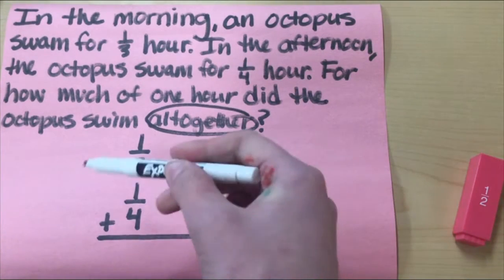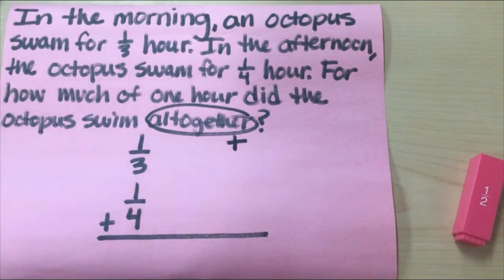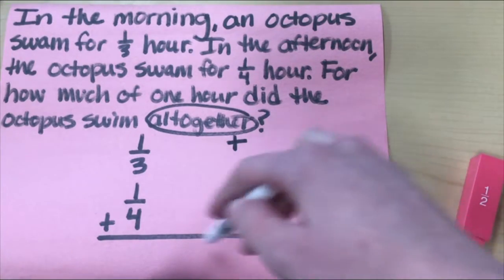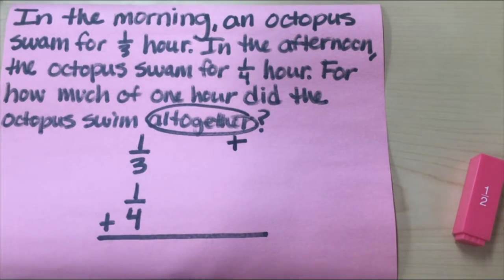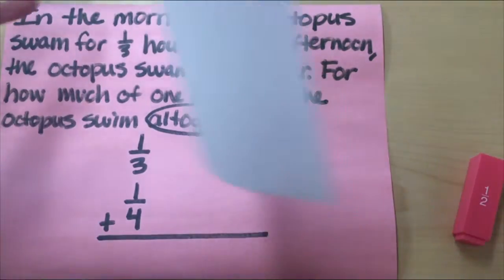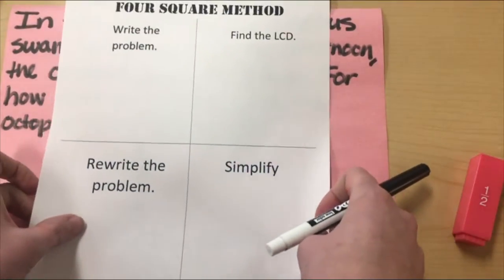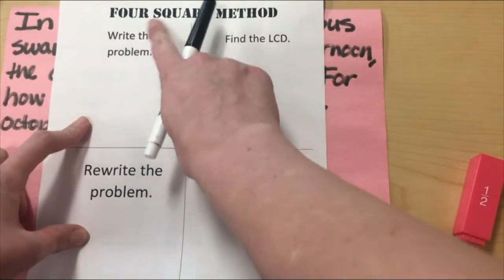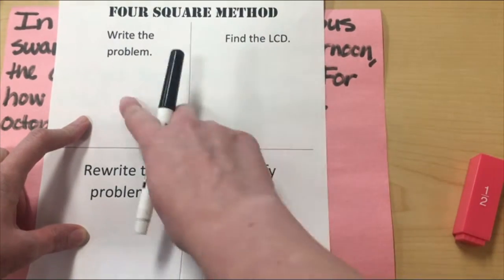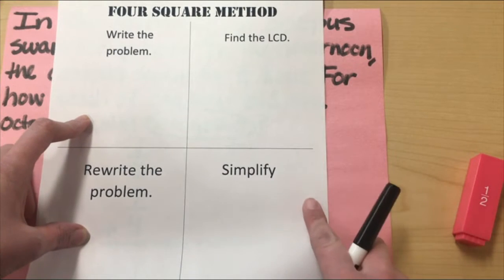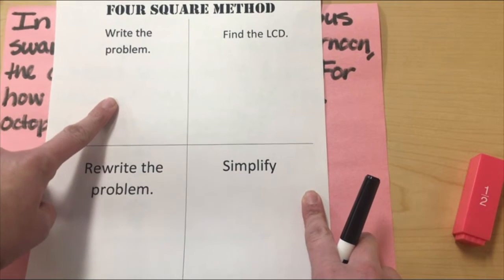So the reason why this line is really long, because if you want, you can actually just do the math right here. But I'm actually going to show you a method I think is pretty nice, and it's really good. It's a good way to organize all your thoughts. So it's called the 4 square method. Okay, and there's 4 things you're going to do. The first thing you're going to do is you're going to write the problem down.